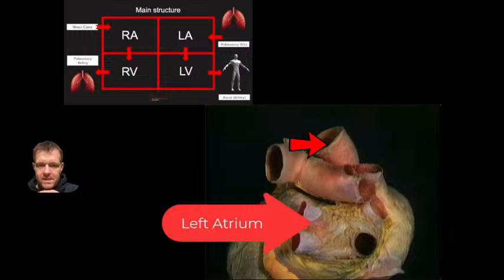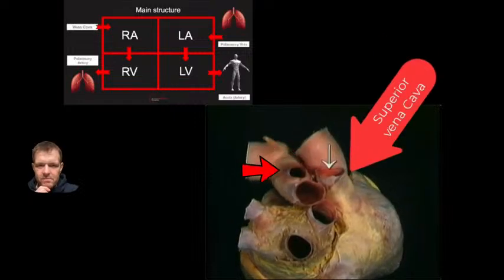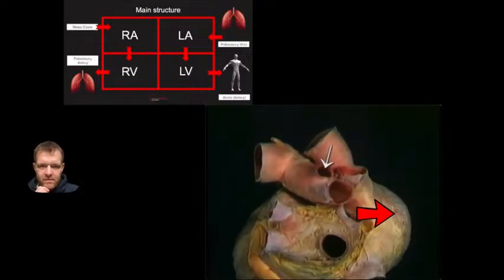So it's all in quite a close space together. And when you saw that image of the heart in the kind of pericardial sac, sometimes it's hard to distinguish which vessel is which. So aorta, pulmonary arteries, superior vena cava.